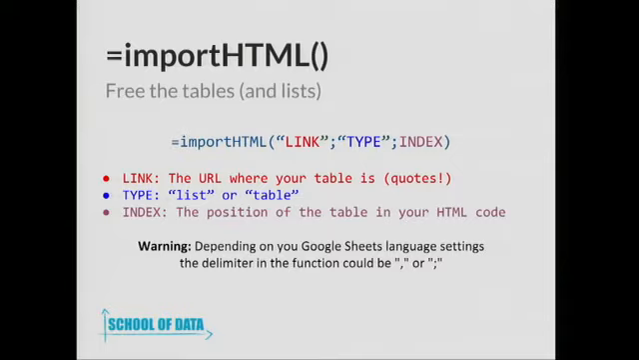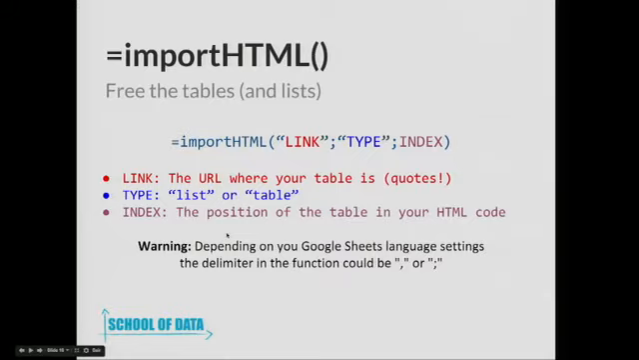in your HTML code. So if you're taking a look at the page and the page has more than 1 table, is it the first table? If it's the first table, you put number 1. If it's the third table, then you put number 3, and so forth. All right? So again, the link where the table is, the URL; the type, is it a table or is it a list? And then the index, which is the position of the table or the list in a page.